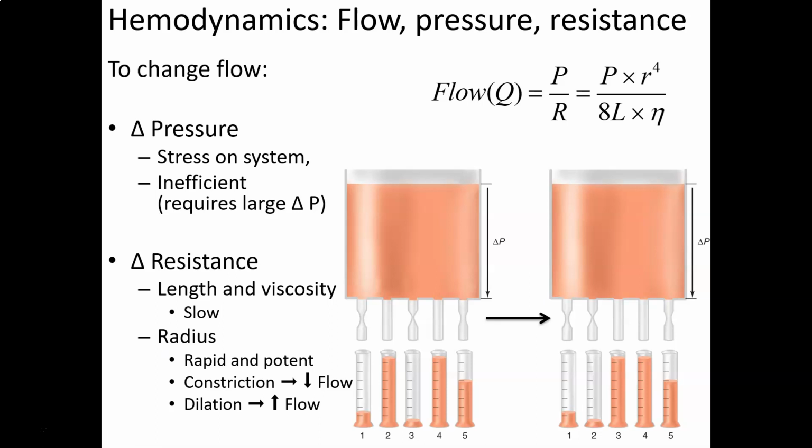I can do it at various points in my body, so I can constrict a vessel in my gut while I'm dilating a vessel in my leg, right? And so if I have constriction of an arteriole, it'll decrease flow. And if I have a dilation of an arteriole, it'll increase flow. So that's called hemodynamics.